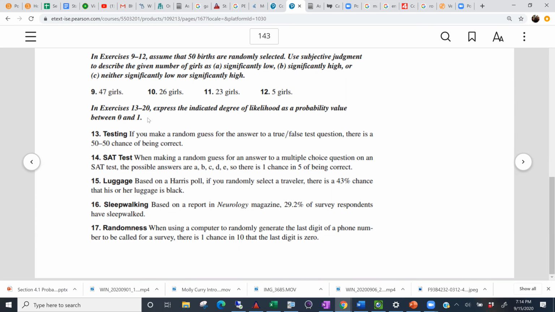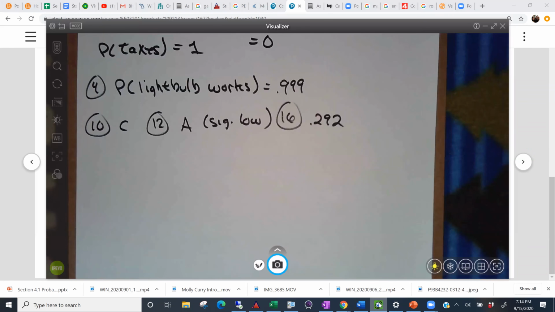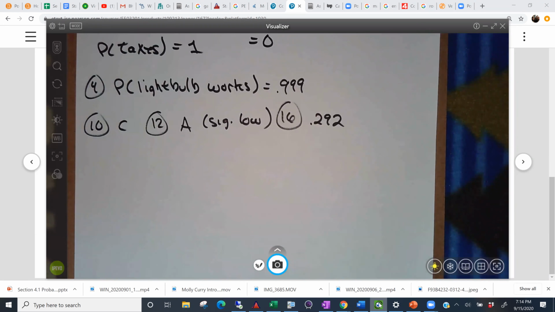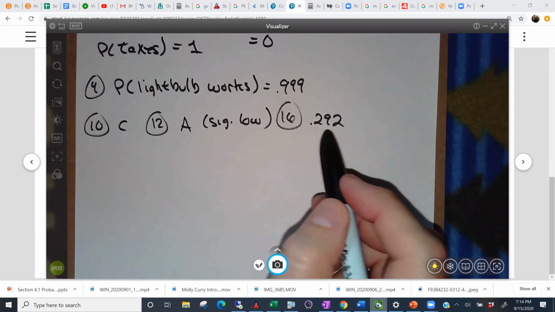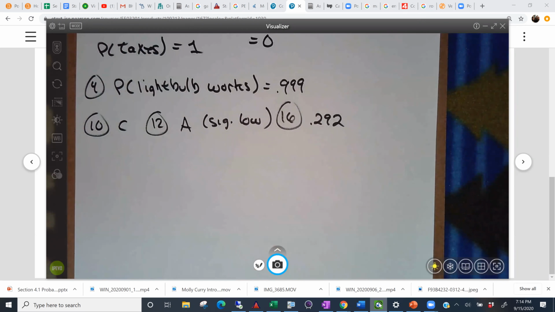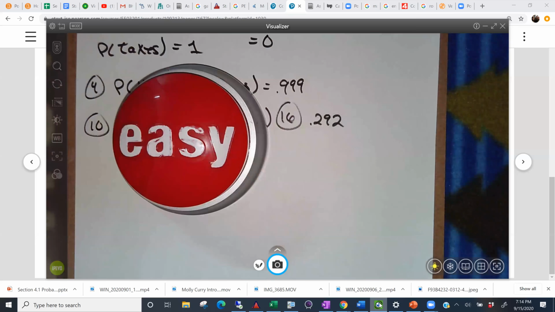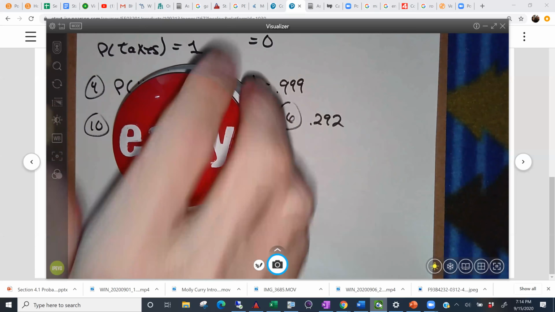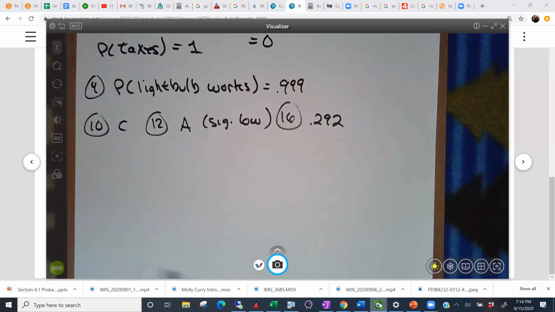Would it be 0.29? Yeah. Let me also put in the 2 there, 0.292. All you're doing is you're moving the decimal 2 places to the left and ditching the percent sign. That's it. That was easy. Yeah, there you go. 0.292. That's all they're looking for in this one.